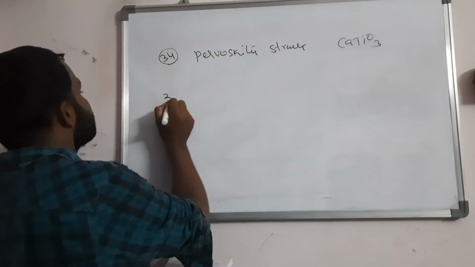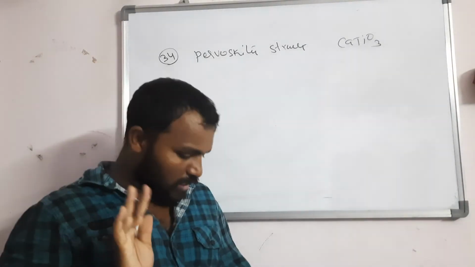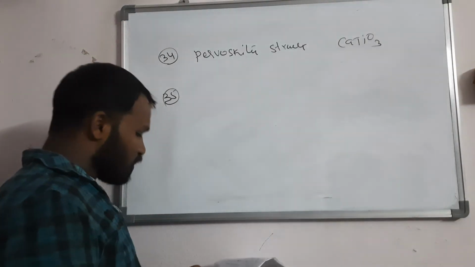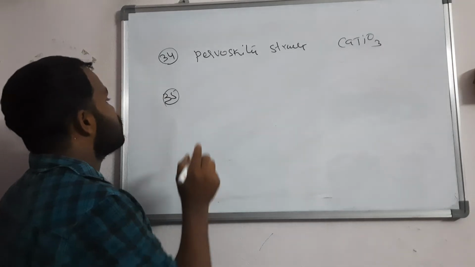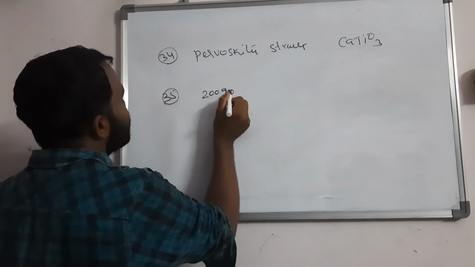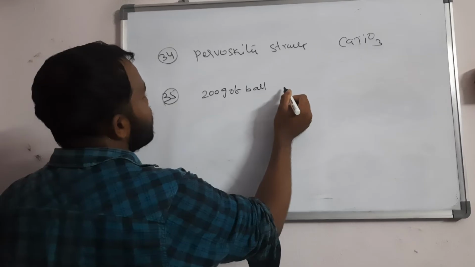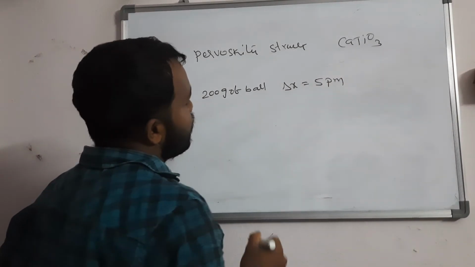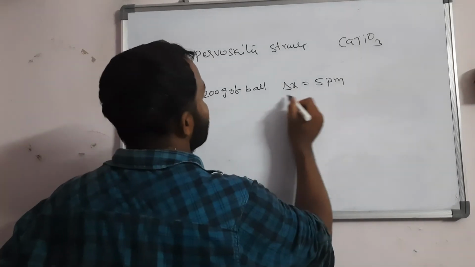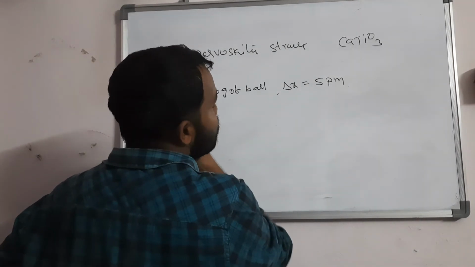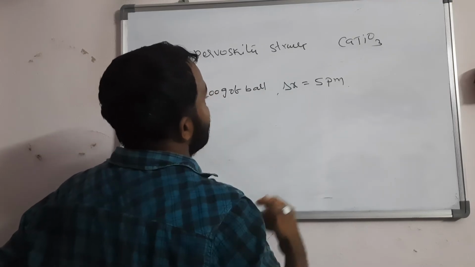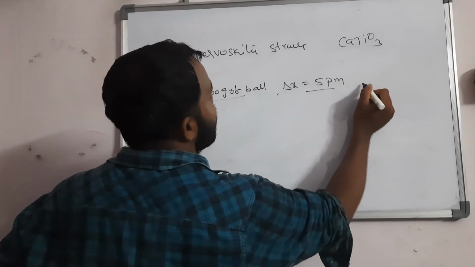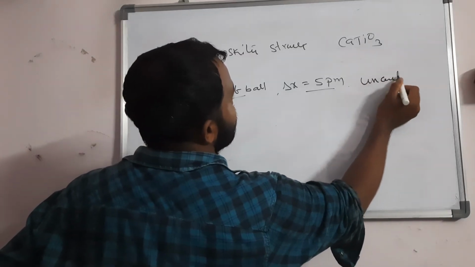Some from 35 onwards, I don't particularly remember the questions. I will just give how the questions were asked. Generally I remembered one question: a ball of 2 grams something weight, and its uncertainty delta x they given, that is like 5 picometers, and the mass is 200 grams. They asked the uncertainty in velocity of the 200 gram ball.